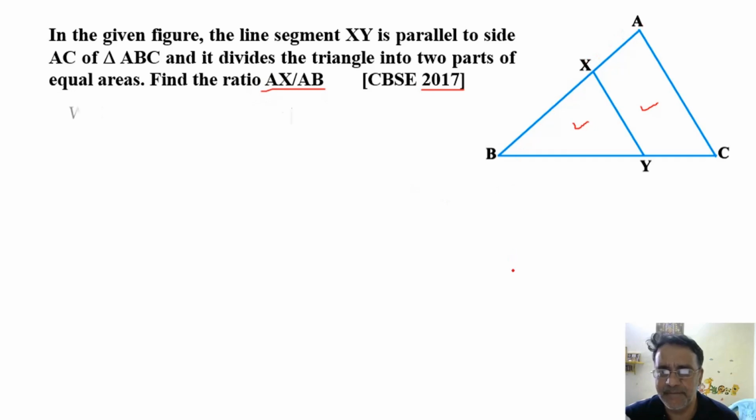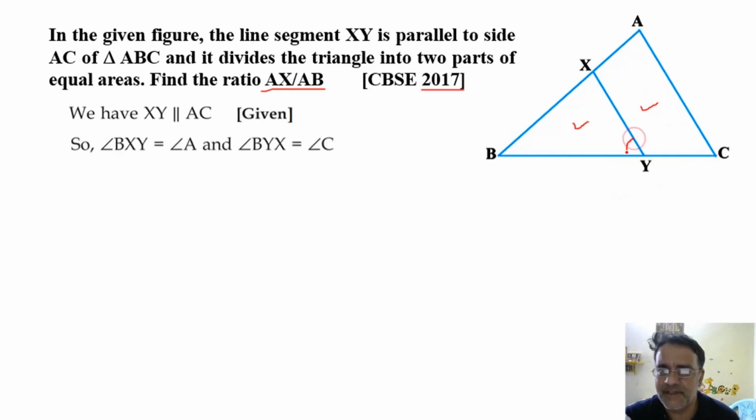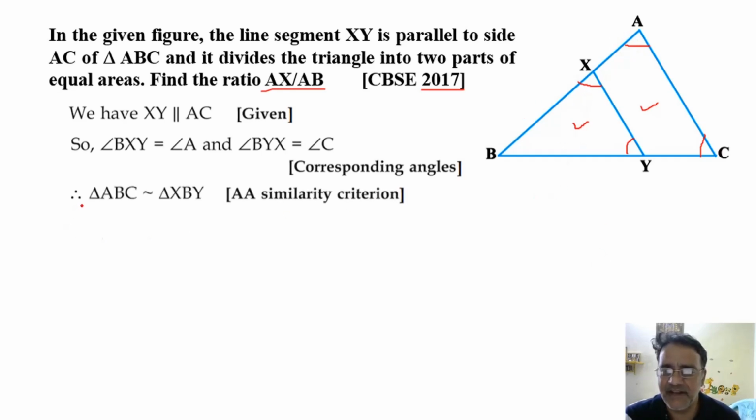AX upon AB. So first XY is parallel to AC. Okay, so these two angles are equal. These two angles are equal. Why? Corresponding angles. Right, corresponding angles. So that means these two triangles are similar. And triangle ABC and triangle XBY are similar by AA similarity. Okay. So if these two are similar, their corresponding sides are proportional, or we can use that theorem.